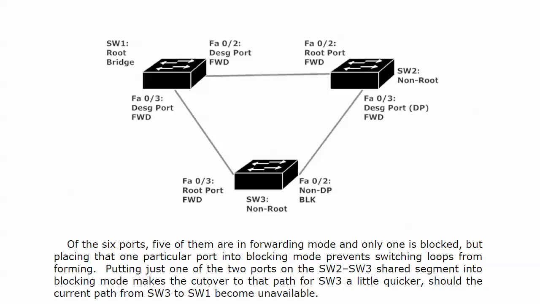Now, of the 6 ports, 5 of them are in forwarding mode. Only one of them is blocked, but placing that one particular port into blocking mode is going to prevent switching loops from forming. And of course, putting just one of the 2 ports on the switch 2, switch 3 shared segment into blocking mode makes the cutover to that path for switch 3 a little quicker should the current path from 3 to 1 become unavailable. So watch out for that, because it's really easy to think, oh, 2 ports are going to be in blocking mode. Not necessarily, and certainly not in this case.